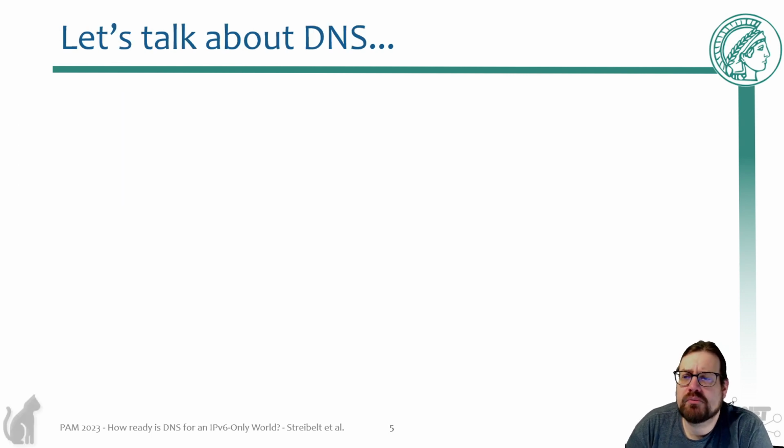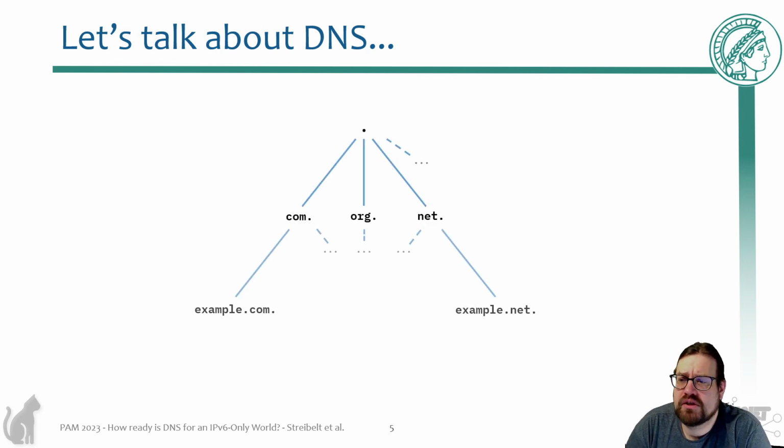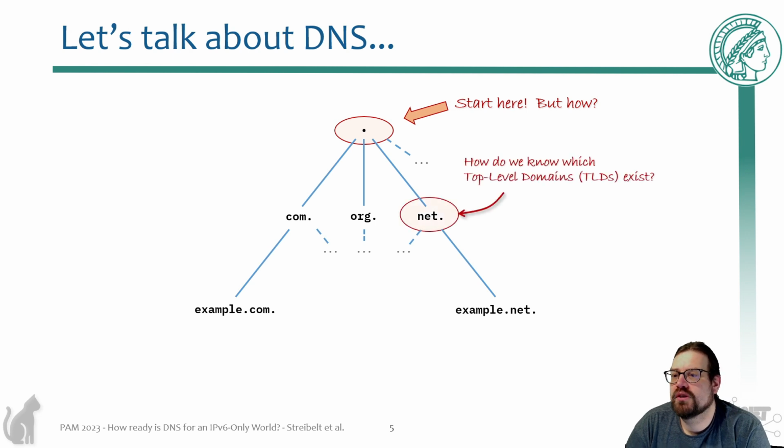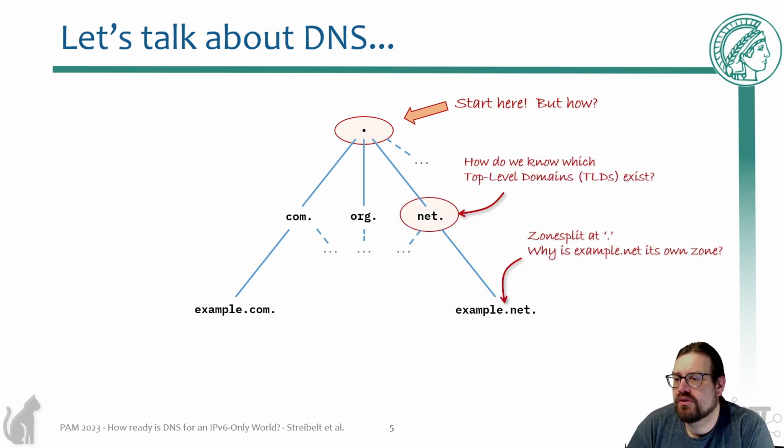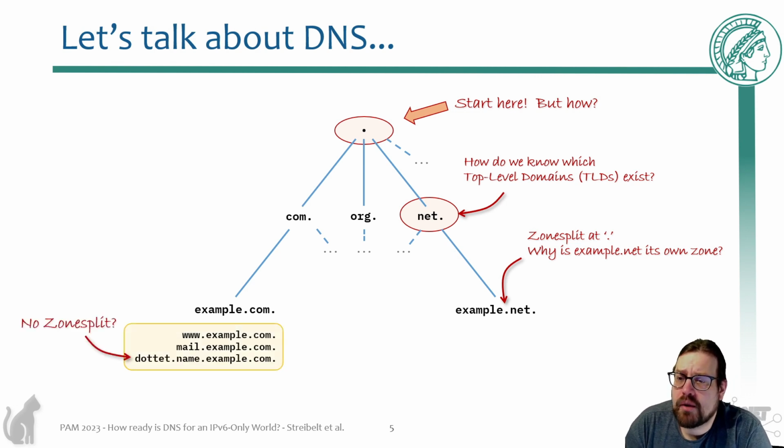But first, let's briefly refresh our DNS knowledge. This visualization of the domain name system looks pretty familiar and can be found in each and every textbook on networking. However, assuming we know nothing about DNS, it contains some interesting questions. When resolving, we are supposed to start at the root, but how can we actually find that root? How do the root servers know which TLDs exist and which don't? Why is there a zone split at example.net but not at name.example.com?